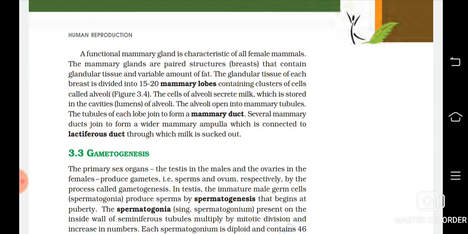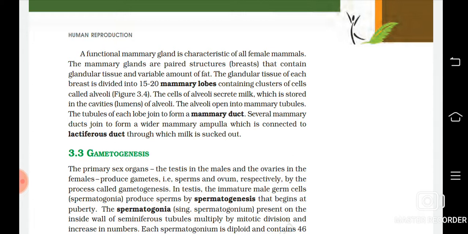Okay, so these mammary glands are paired, and they contain glandular tissue. Glandular tissue means which can secrete, isn't it? And they contain a variable amount of fat. So the glands contain what? They contain glandular tissue and fat.